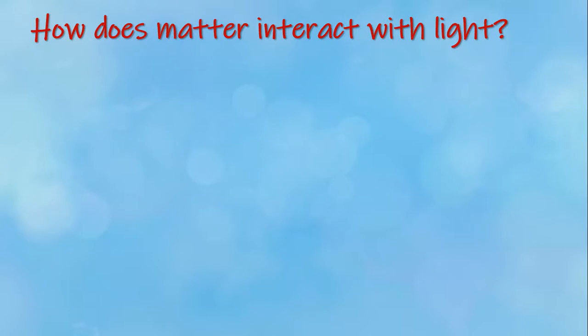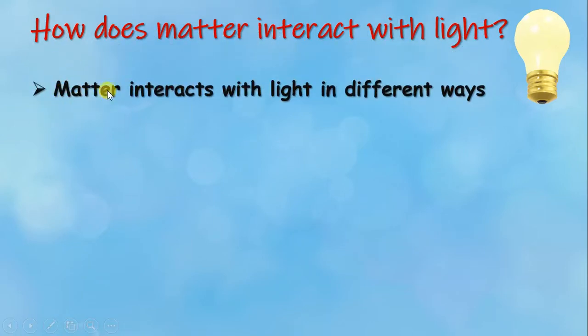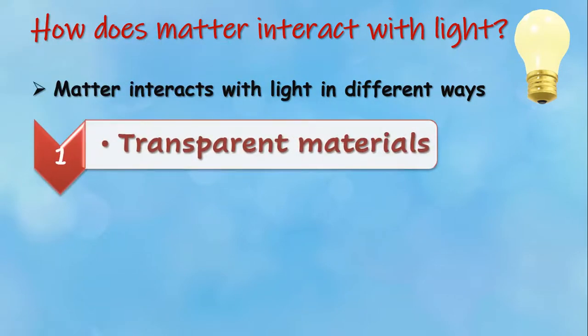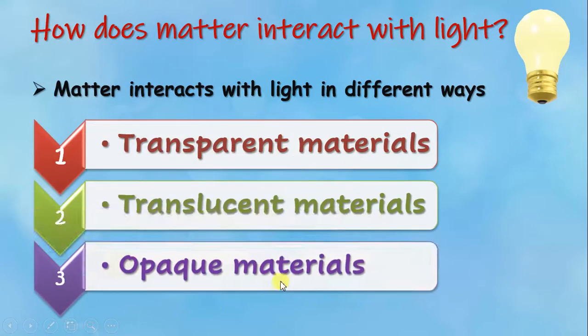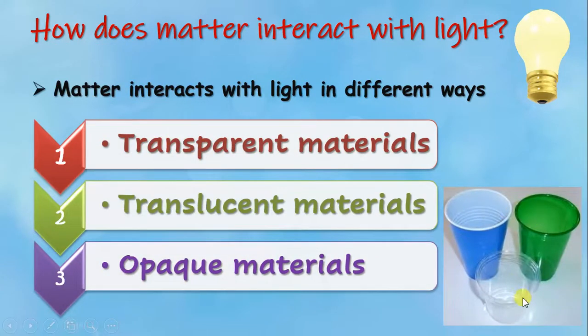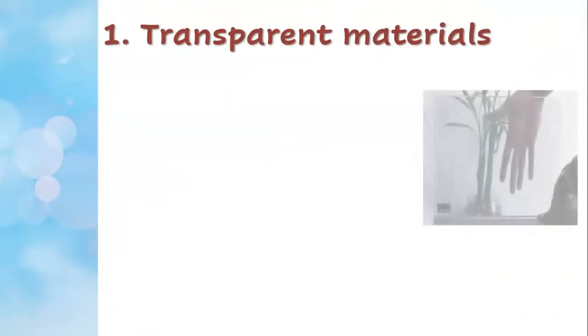in a straight line in the form of electromagnetic waves. Today we will know together how matter interacts with light. Matter, like solid, liquid or gas, interacts with light in different ways. The matter may be transparent materials or translucent materials or opaque materials. Look at these three different cups. One of them is transparent, one of them is translucent, and the third one is opaque. So we will talk together about transparent materials.